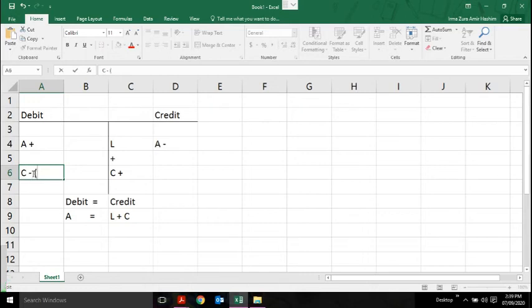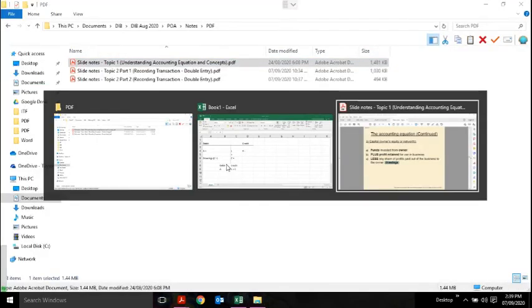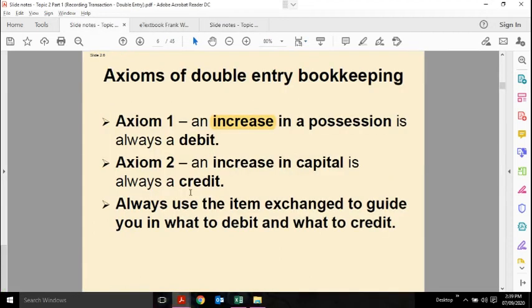You don't name the account as debit. It's like what we have learned last week. It's drawings, so you just write this as a drawings account. When you take out something from the business, you record it under debit. This will reduce your capital. So drawings you record under the debit side, vice versa from what you have learned here. Always use the item exchange to guide you in what to debit and what to credit.